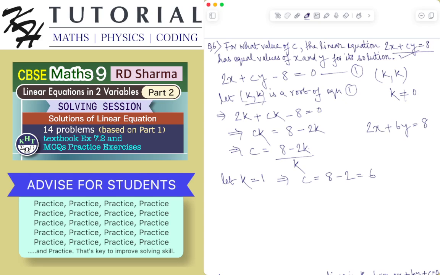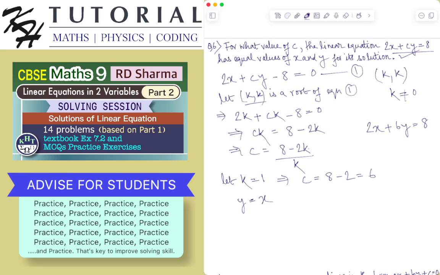See, how will the linear equation in two variables x and y look if all the roots are having equal values of x and y? Definitely that equation, the linear equation of two variables x and y, where all the roots are having equal values of x and y, has to be y is equal to x. This is the only linear equation.